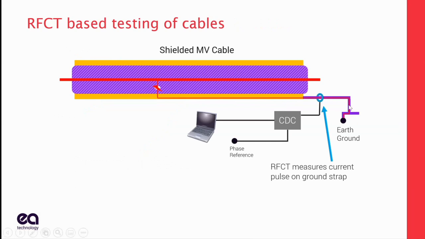So if I can put some sensing device, what I'm going to call an RFCT or radio frequency current transformer, around that ground strap, I can measure that current. And I can look at the shape of it. I can look at where it's occurring. It's going to give me a lot of information, and it'll help me find PD, even though I may not be within a couple kilometers of the actual discharge site.